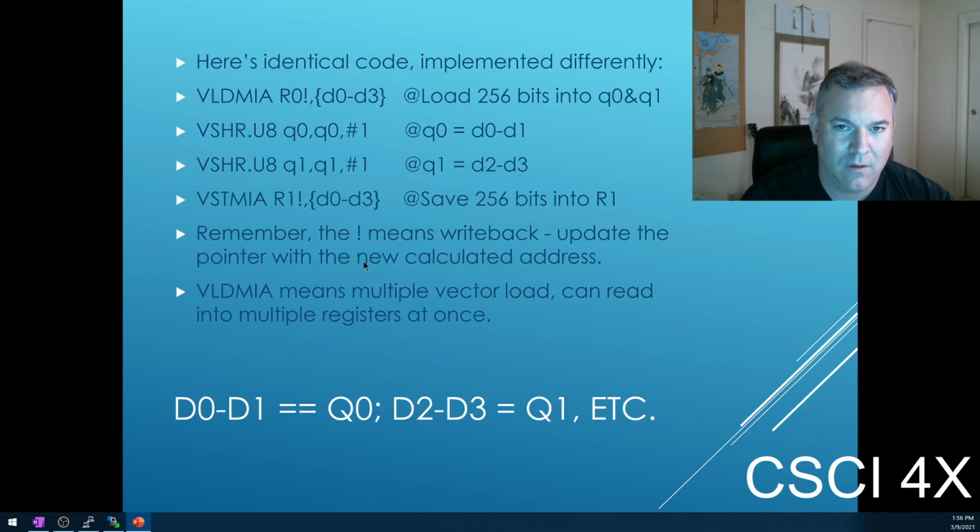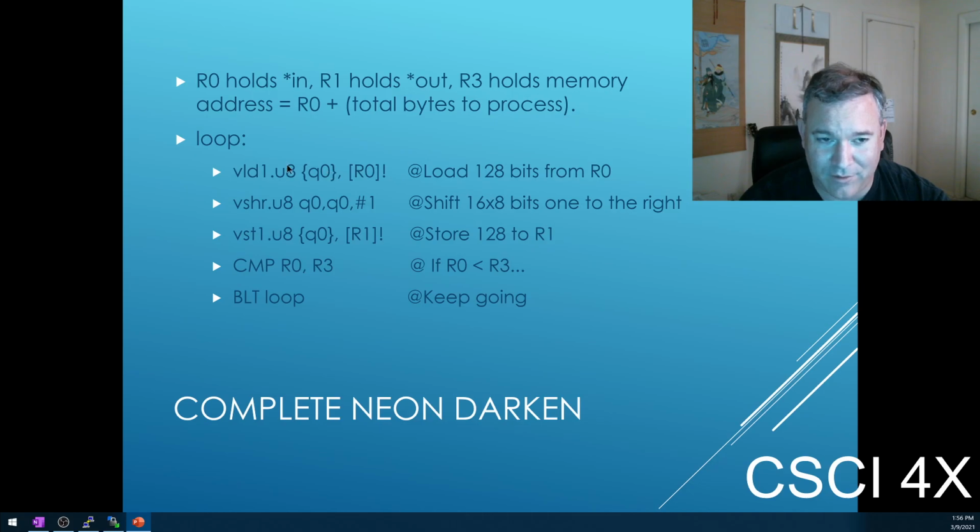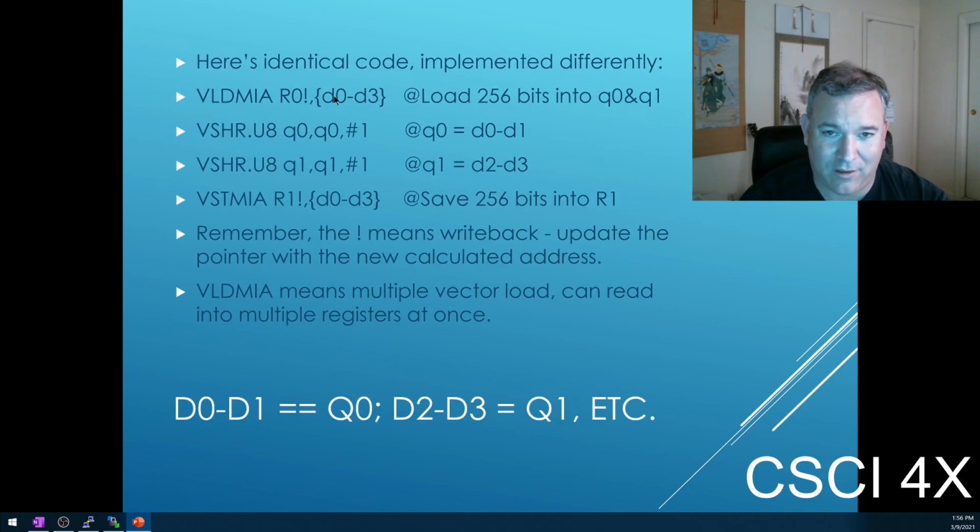Okay, so here is the same code, but done differently. This is also a vector load, a different vector load. It's a vector load multiple. I don't know why the registers are in the opposite order, but this is loading into a single quad word, so this is doing 128 bits. This is actually going to load 256 bits. So it loads into D0 to D3, which is the same thing as Q0 and Q1. And then it right shifts Q0 by 1 bit, and it right shifts Q1 by 1 bit, and then it does a multiple store. Notice this is in the backwards order from how normally a store works. Consistency, thy name is not ARM.